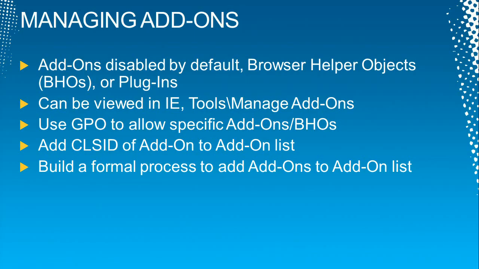change. I think it's enable third-party browsers. That's what it is. So you have to enable third-party browsers, and then you have to say specifically using the CLS ID of the helper object, which you can see when you go Tools, Manage Add-ons. You have to say specifically that CLS ID added into the list. Okay? All right.